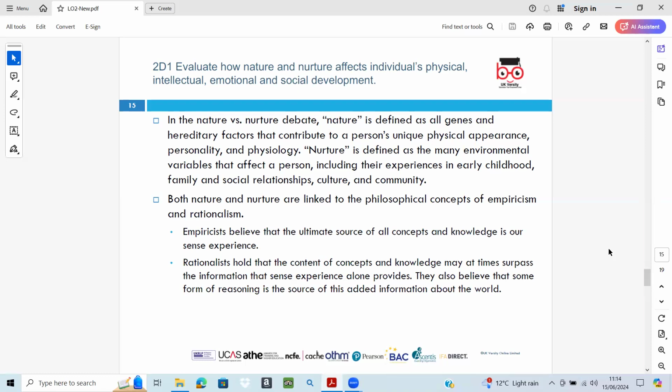For nature, we have genetic factors: genes and hereditary factors contribute to physical appearance, personality traits, and psychological characteristics unique to each individual. For nurture, we have environmental influences like early childhood experiences, familial relationships, cultural background, and social interactions. They all play a significant role in shaping an individual's behavior and belief.